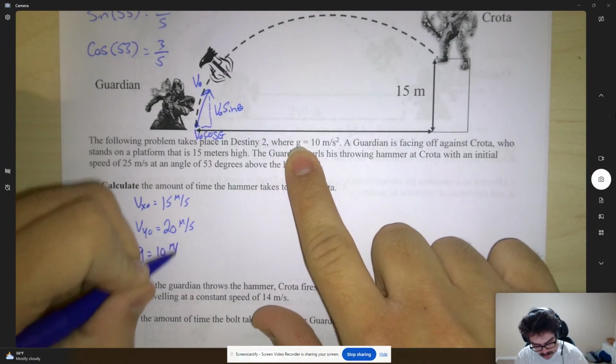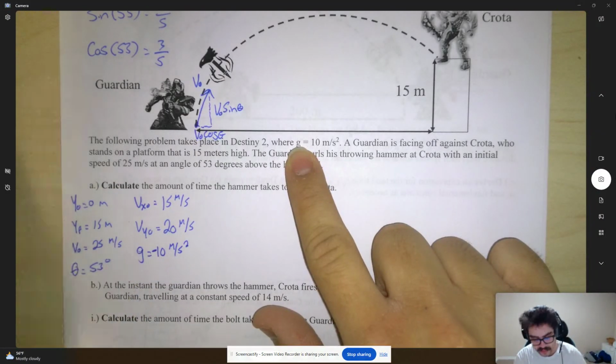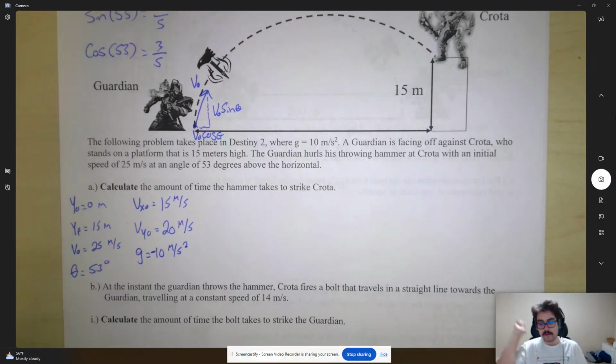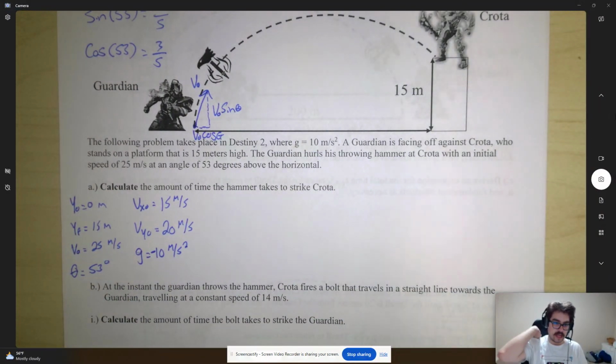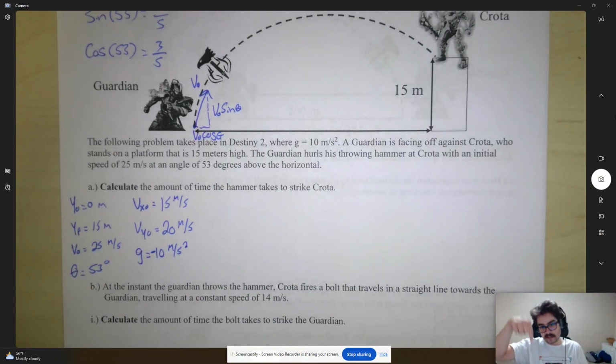You notice how I'm listing out everything that I know. It's technically negative 10 because it's going to point downward. We throw the hammer upward, we give it an initial upward velocity, and there's going to be an acceleration due to gravity pointing downward to get it to go back to the ground.